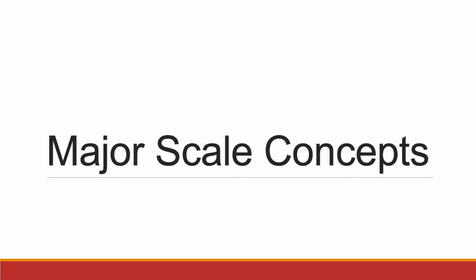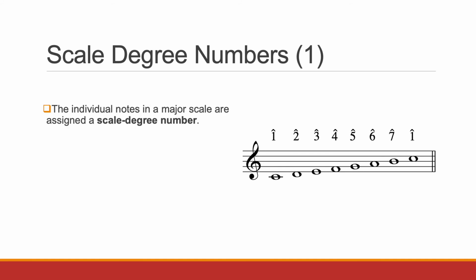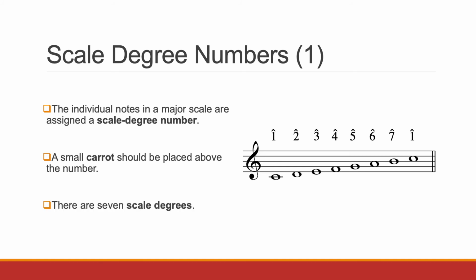Major scale concepts. Scale degree numbers. The individual notes in a major scale are assigned a scale degree number. A small caret should be placed above the number. There are 7 scale degrees: 1, 2, 3, 4, 5, 6, 7, and 1 again.